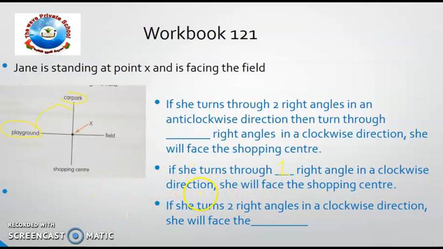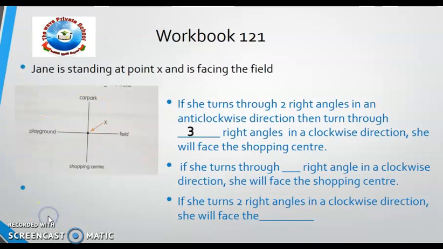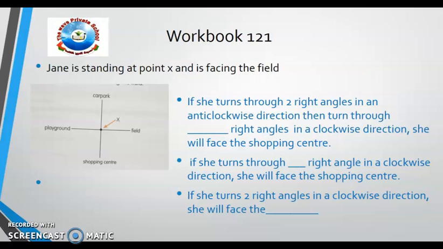Now again we have to read the question for this. Back to the starting position, if she turns two right angles in a clockwise direction, clockwise 1, 2, she will face the playground. So these are the answers for workbook page number 121. You have to do it. Grade 3, this is the end of the section.